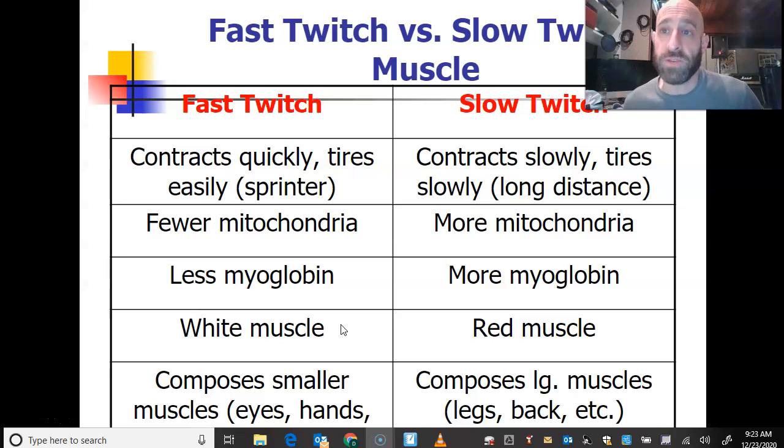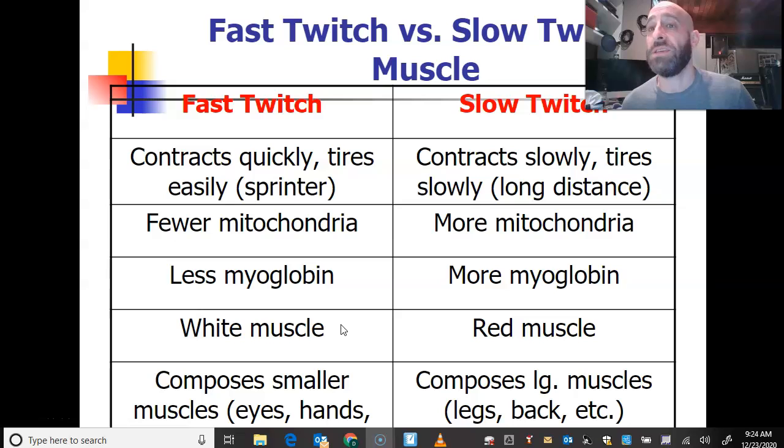So your fast twitch fibers are going to be lighter in color. They're going to be the white meat. They're going to have less mitochondria, less myoglobin. They're going to go through more anaerobic respiration, and they're going to be made up of smaller muscles that are for quicker movement. Your slow twitch fibers, on the other hand, these are built for sustained contraction.